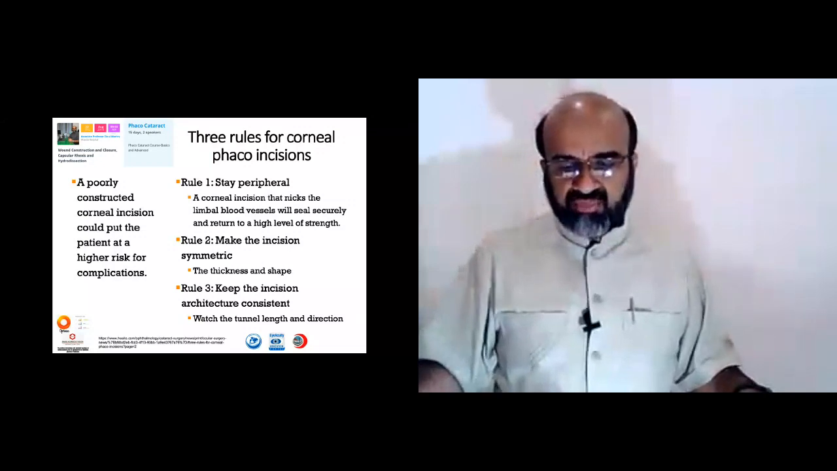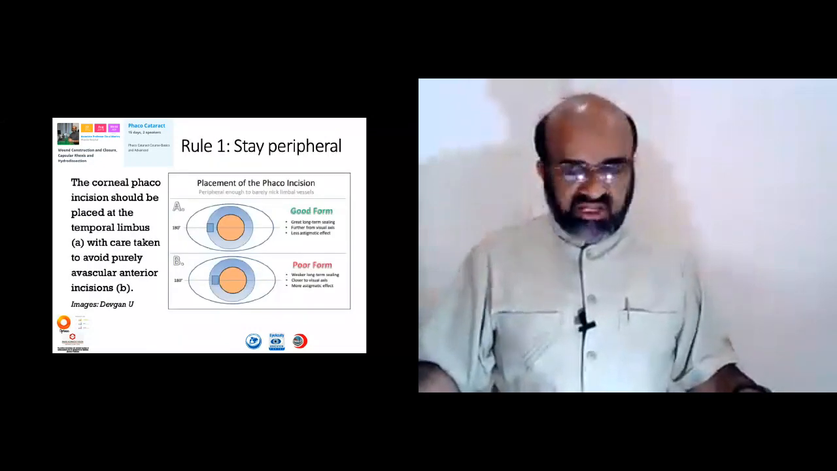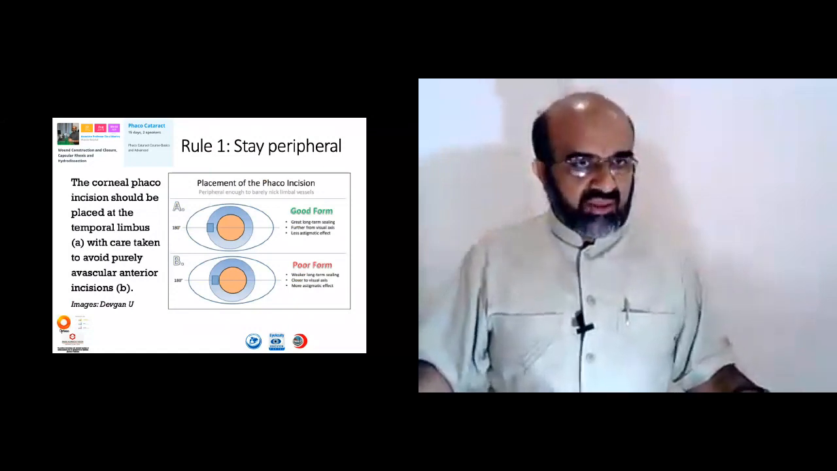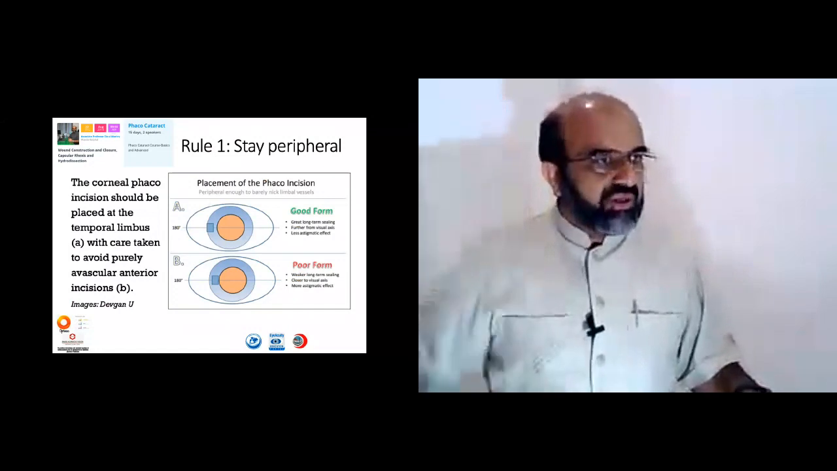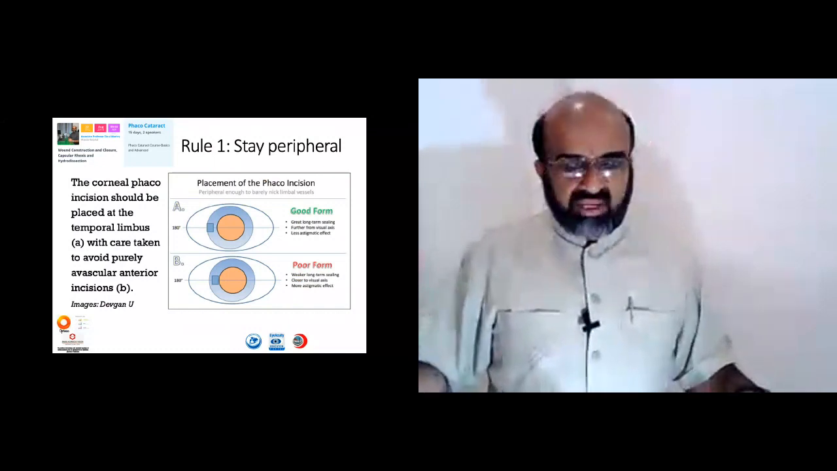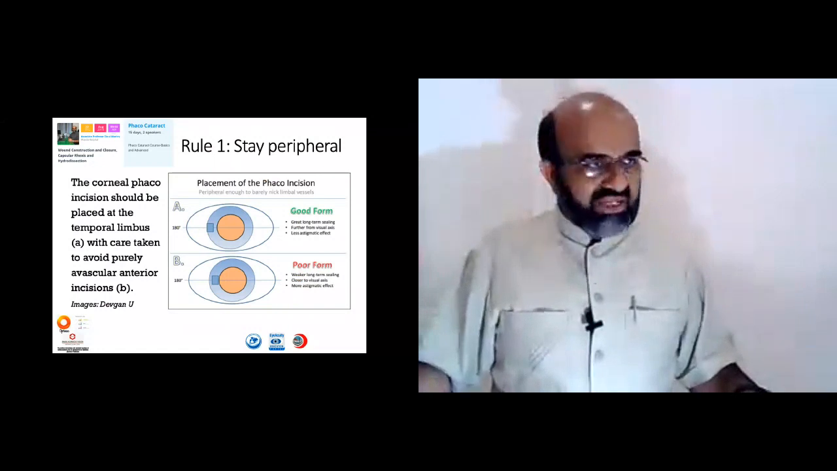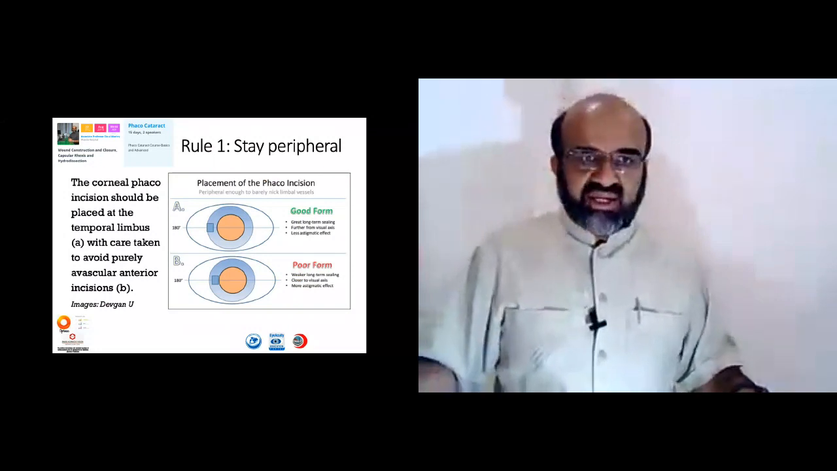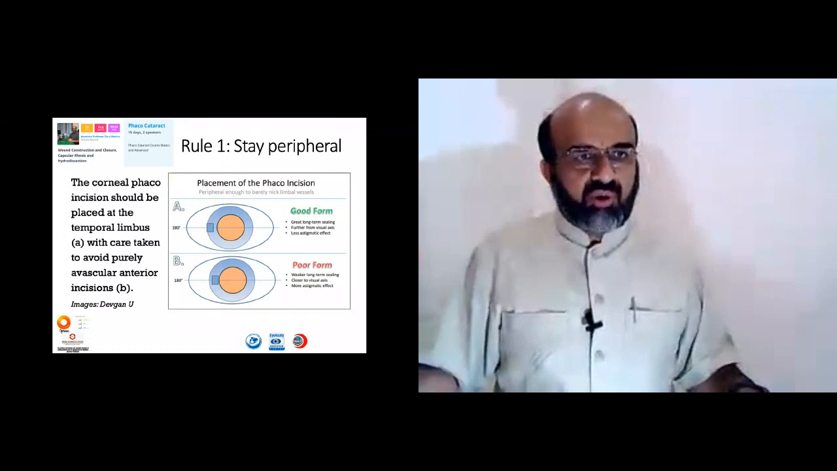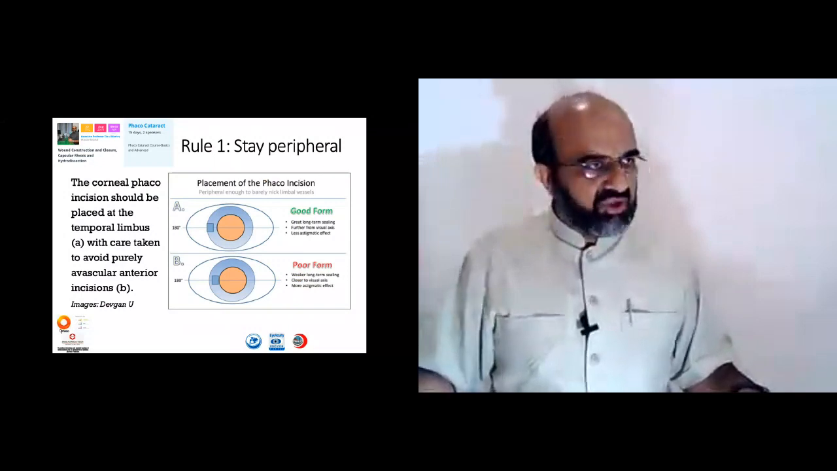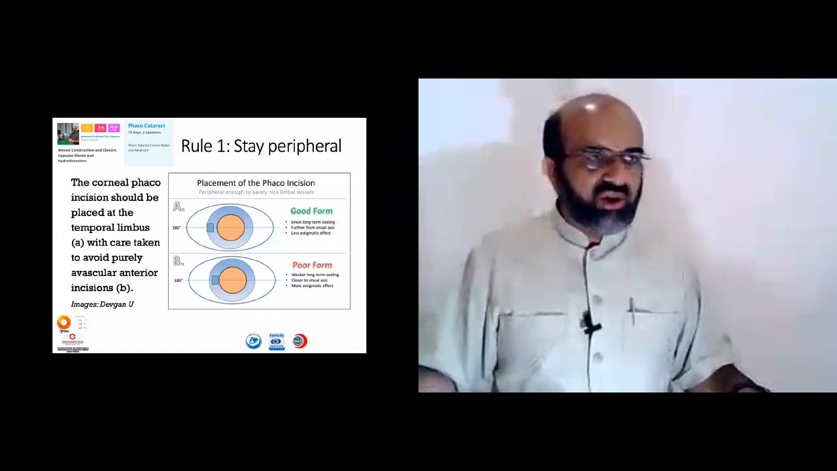You see the rule 1: the corneal incision should be placed generally at the temporal limbus, with care taken to avoid purely avascular anterior incisions. Temporal incisions are better because you will be further from the corneal center and the lesser the astigmatism induced. And then you have to touch the twigs of the limbal vessels so that there is good healing and a strong scar postoperatively, because clear corneal incisions have been noted to give way very easily even months after the surgery. Their strength is not optimal.